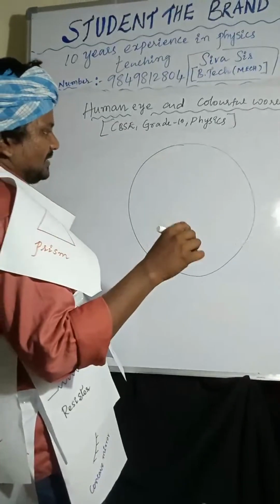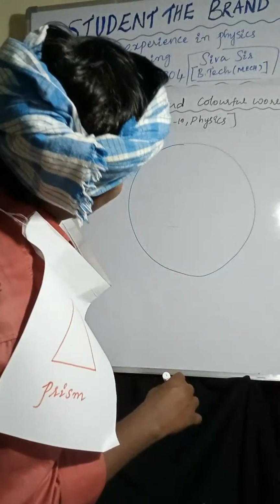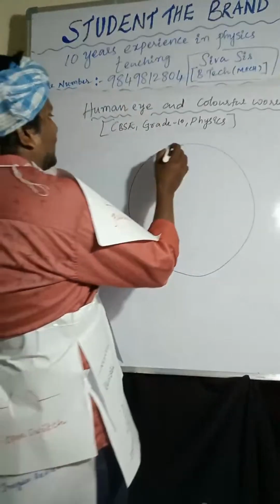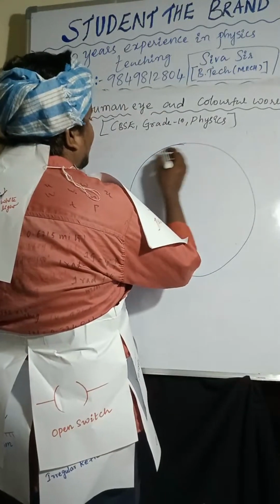Wow, very nice. So I hope it is almost a circle. Right? So when the light ray is passing like this.